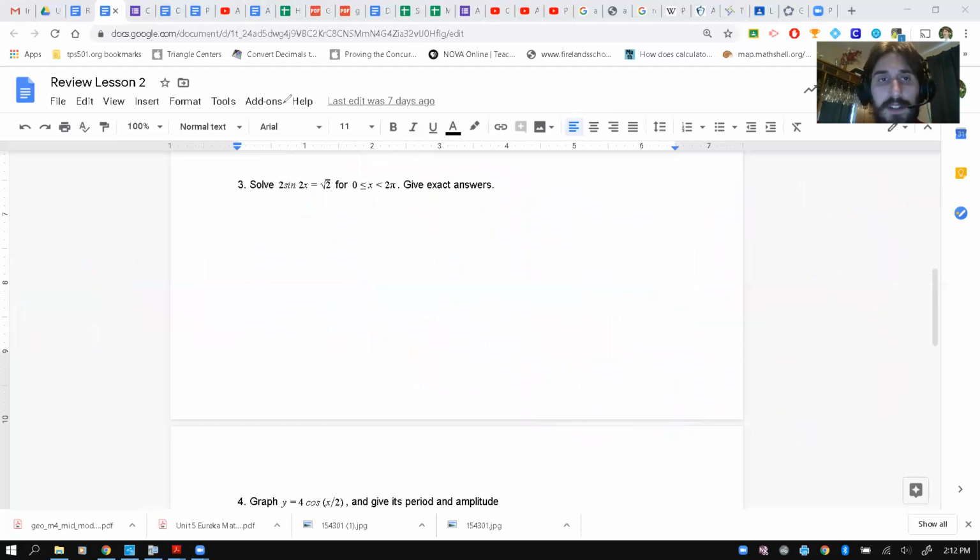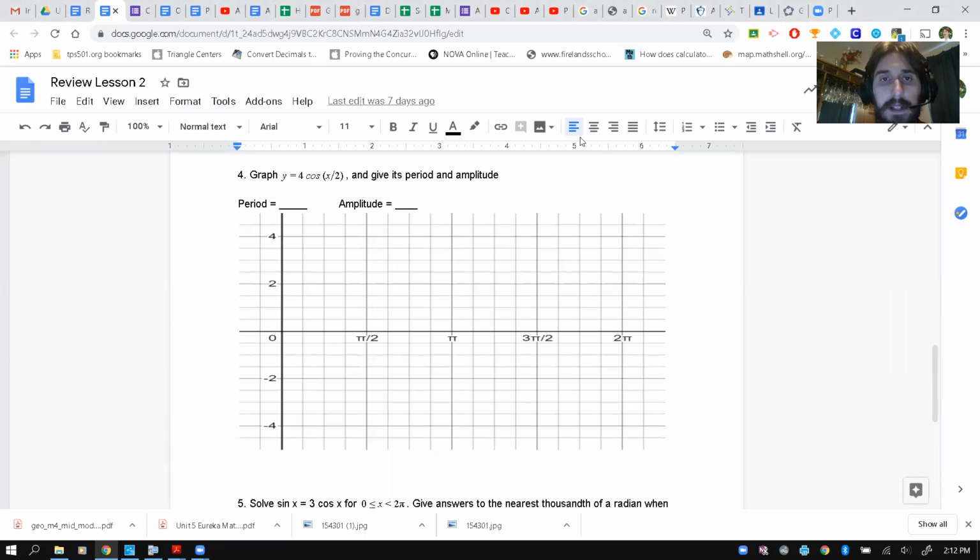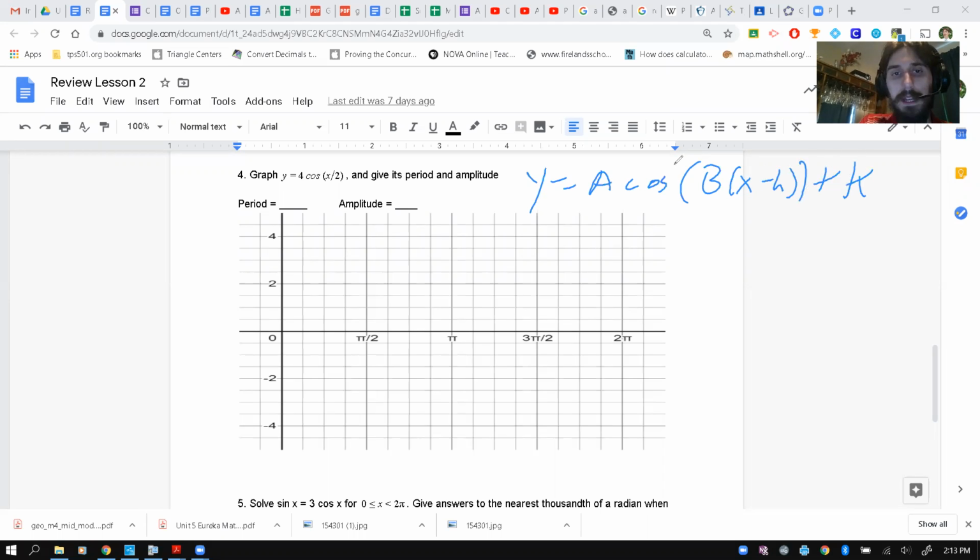All right, last question I got asked about was number 4 regarding its period. The key to that one is to note that this equation is written in the form of y equals a cosine of b times x minus h plus k, where you don't really have to worry about h and k in this problem. For this problem, h is 0 and k is 0. But what we want to find is the period. And we know the period is equal to 2 pi divided by b.